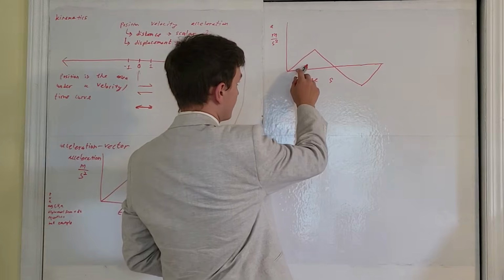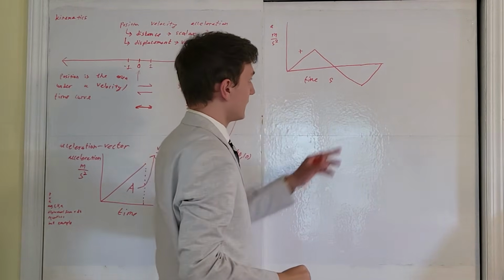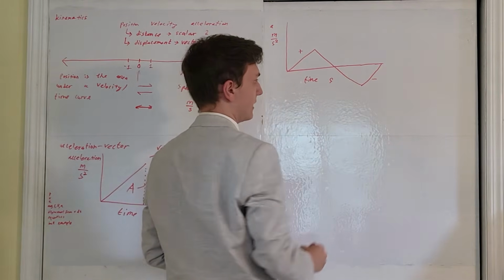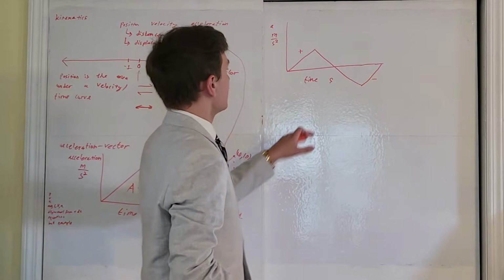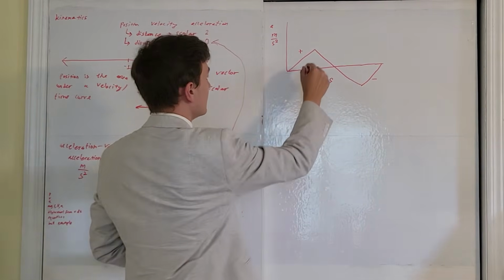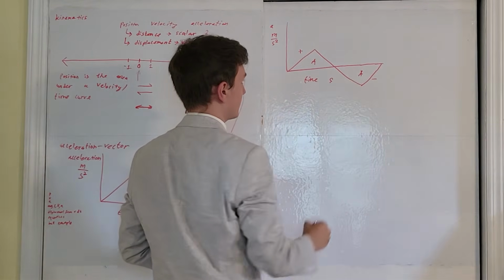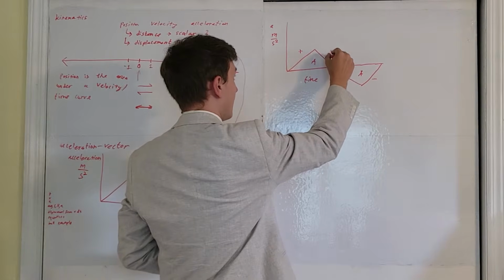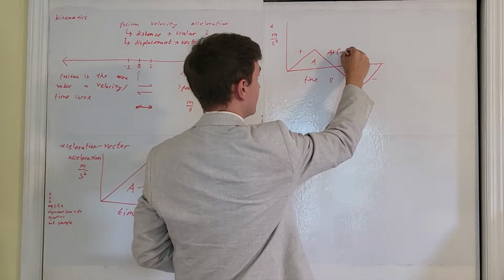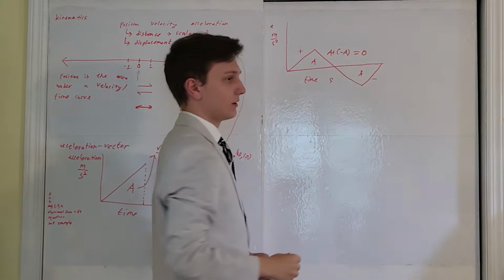An area that is above the x-axis is a positive area, and an area that is beneath the x-axis is a negative area. And you can tell just by looking at the graph that I drew for you here, the area here is approximately equivalent to the area here. So if here I have positive A, and here I have a negative A, that means if I add the two together, I'm going to get 0.